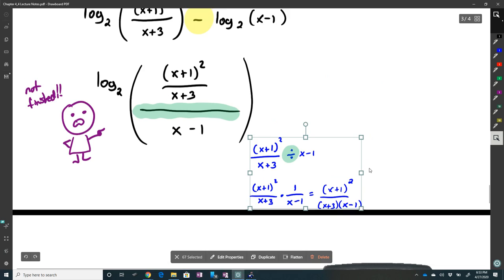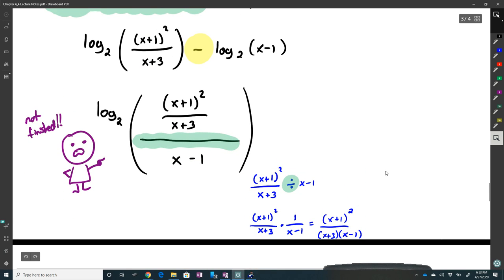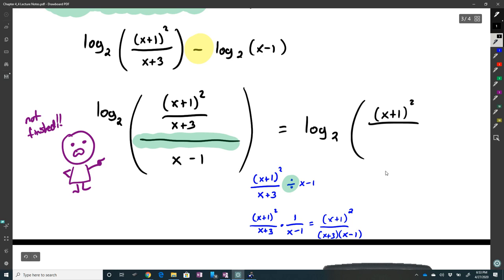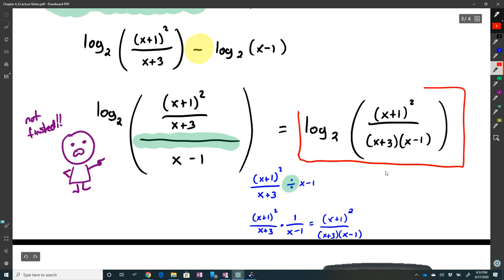Move this down here. All right. So because of the side work, I know that this is the same thing as log base 2 of x plus 1 squared over x plus 3 times x minus 1. And there we go. Yay!